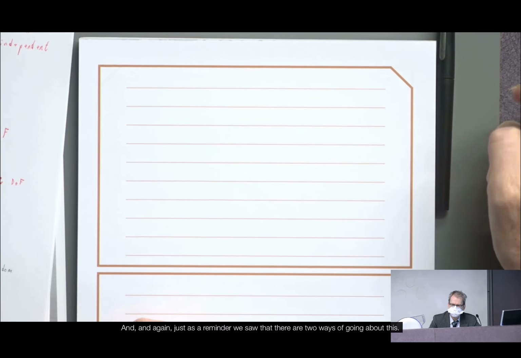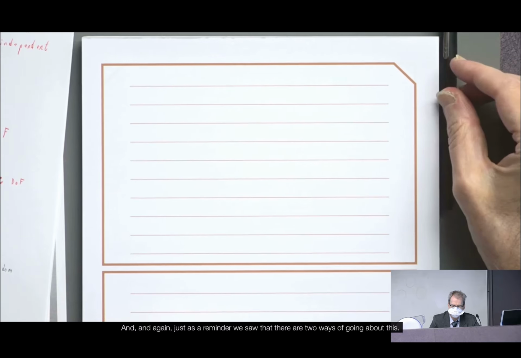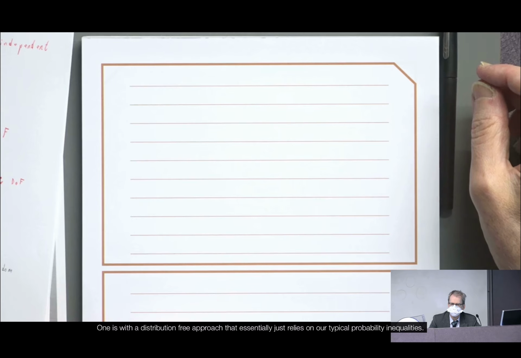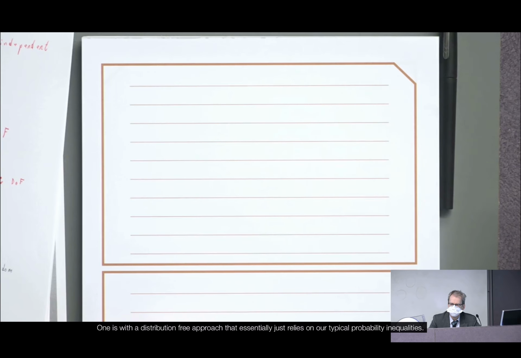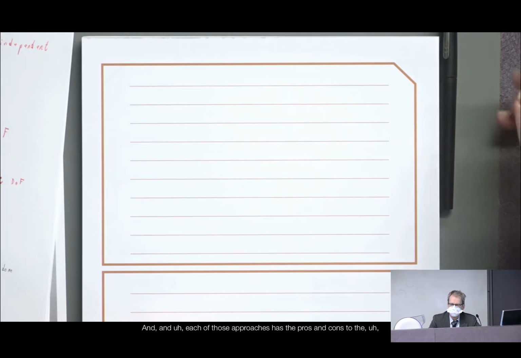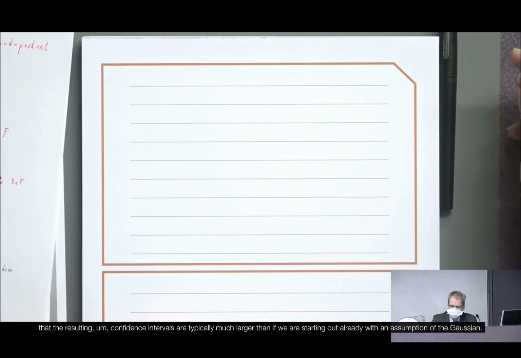And again, just as a reminder, we saw that there are two ways of going about this. One is a distribution-free approach that essentially just relies on our typical probability inequalities, Markov and Chebyshev, and the other one is under the assumption of a Gaussian distribution of the deviations. Each of those approaches has its pros and cons. Being distribution-free means that we are very general, but the price that we're paying is that the resulting confidence intervals are typically much larger than if we start out already with an assumption of Gaussianity.